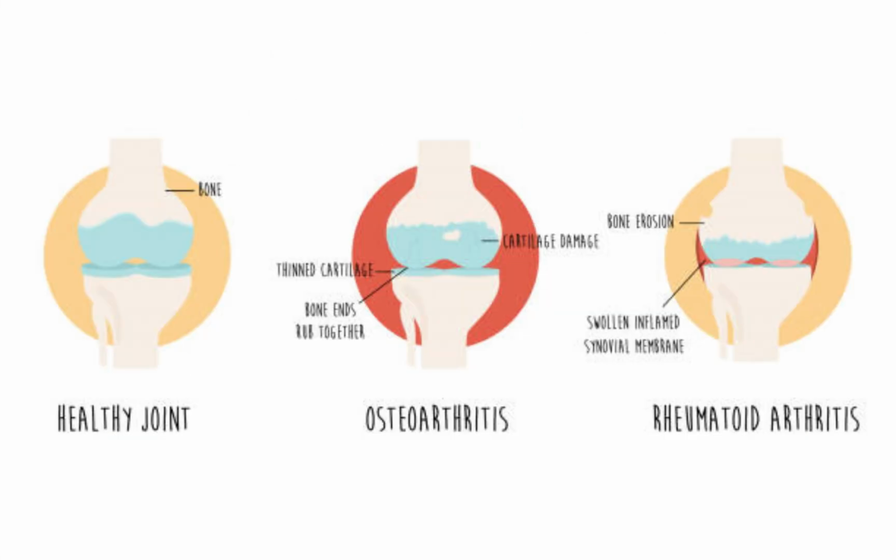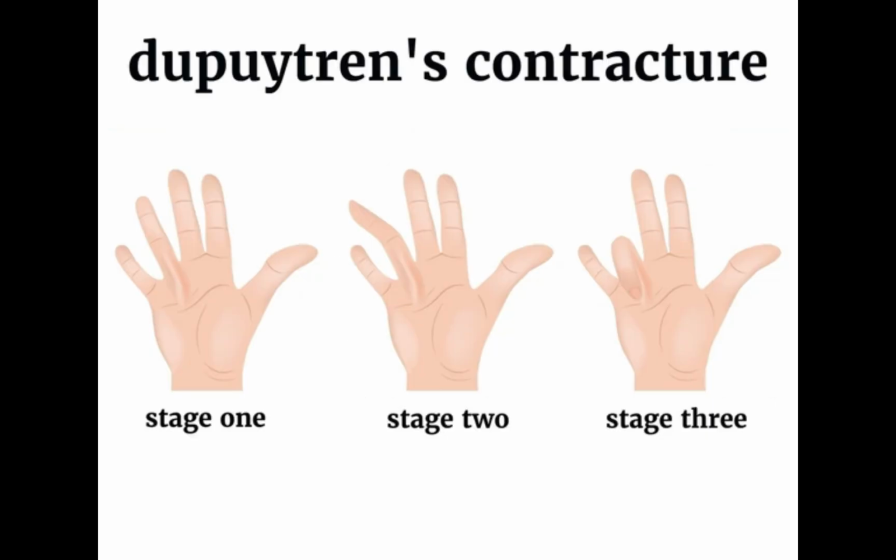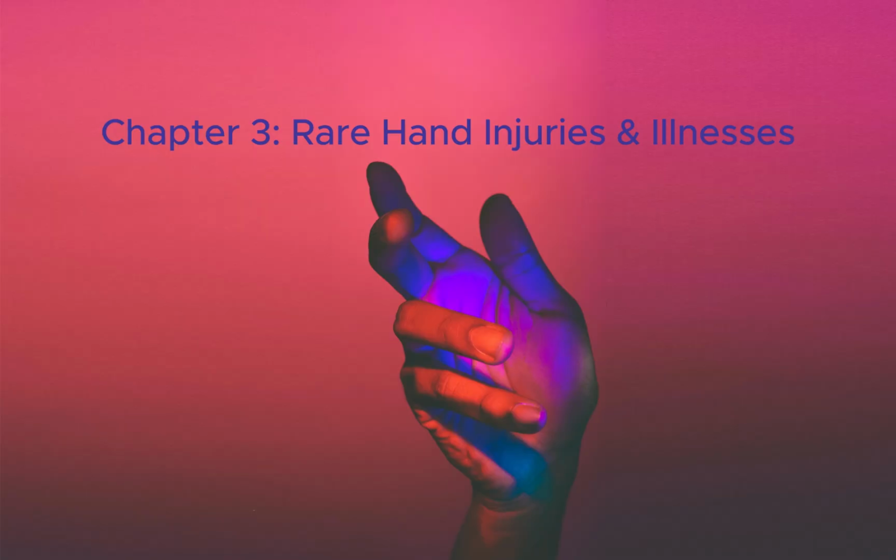Osteoarthritis. Osteoarthritis is a degenerative joint disease that affects the hand joints, causing pain, stiffness, and reduced range of motion. Dupuytren's contracture. Dupuytren's contracture is a condition where the connective tissue in the palm thickens and forms nodules and cords, leading to the gradual bending of fingers toward the palm.